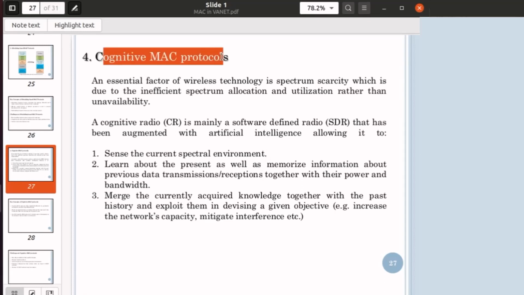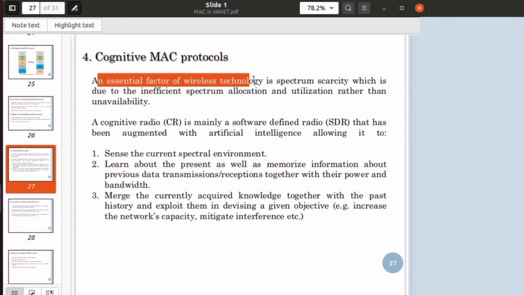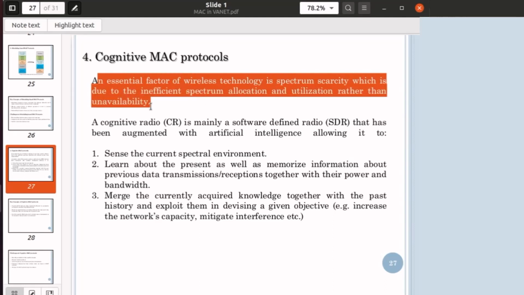I already told you cognitive MAC protocols help us to access the channels of other bands. An essential factor of wireless technology is spectrum scarcity, which is due to the inefficient spectrum allocation and utilization rather than unavailability.